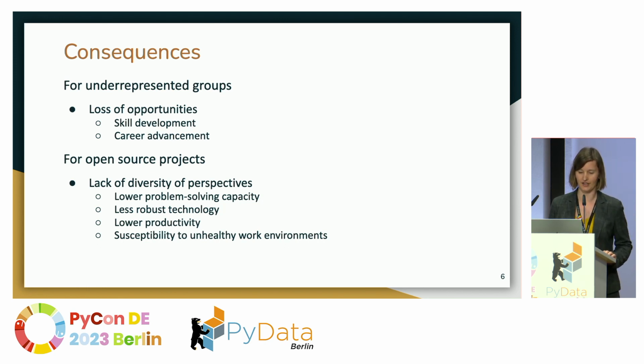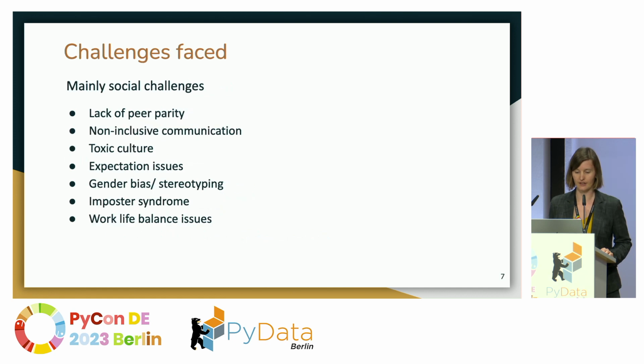Before we talk about the strategies, what you can do to have better diversity on your team, let's look at the challenges that people face. Why is the diversity so low in open source projects? The challenges are mainly social, such as lack of peer parity, non-inclusive communication, a toxic culture, as I just mentioned, or expectation issues. People might be expected to take on advanced tasks very soon without the appropriate support. Or there might be gender biasing or stereotyping. For example, women might be expected to take on communication tasks.